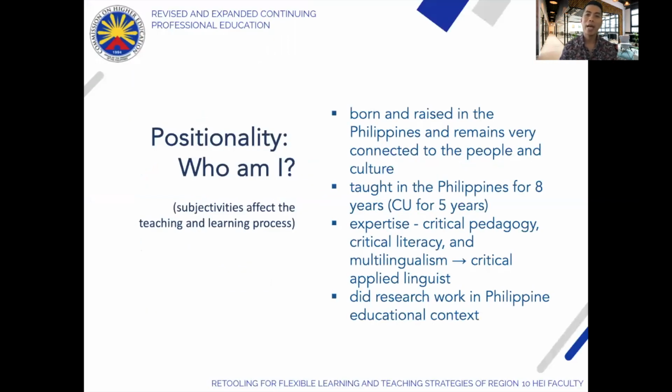All right, so I would like to begin my presentation by talking about my positionality because our identities, our subjectivities affect the teaching and learning process. And it's the same with your students. Their experiences, their identities actually affect their learning process. And that's proven by research.